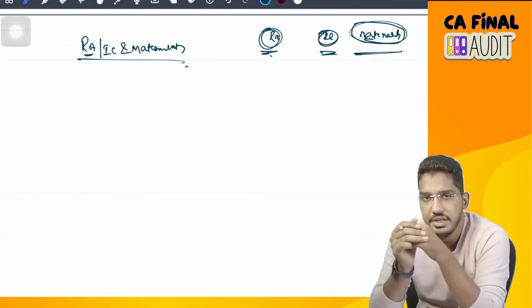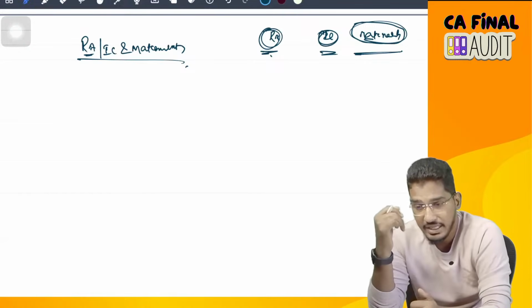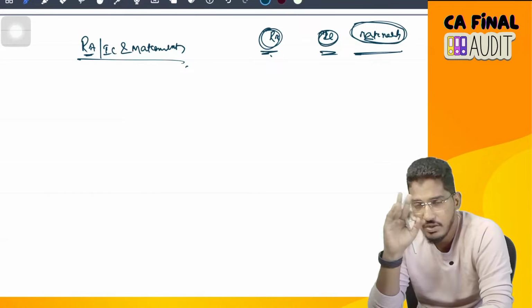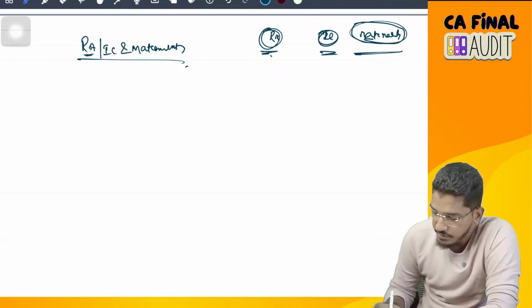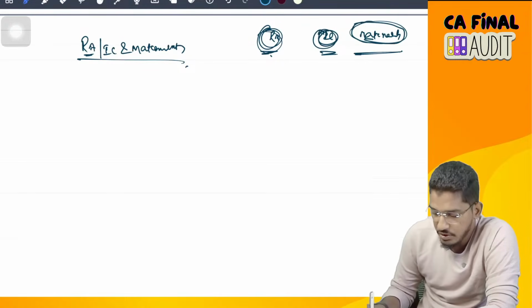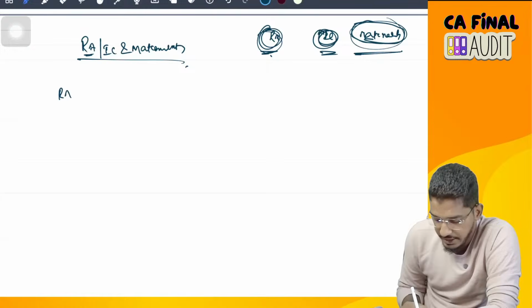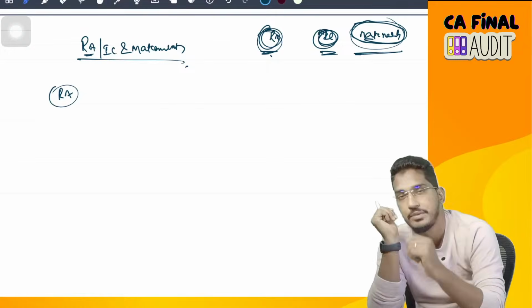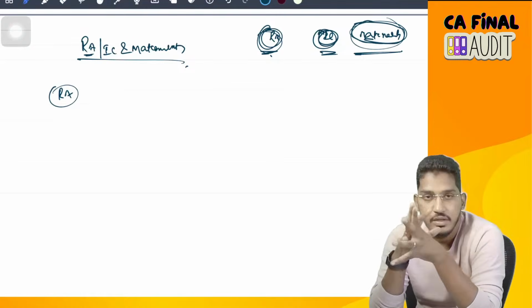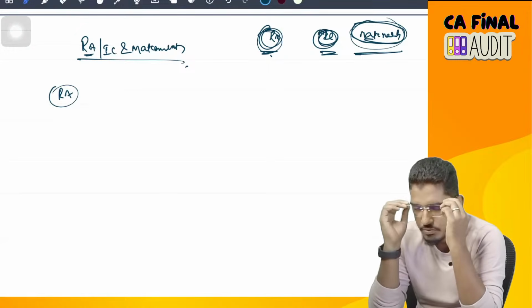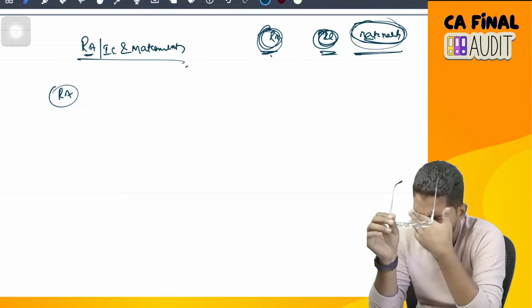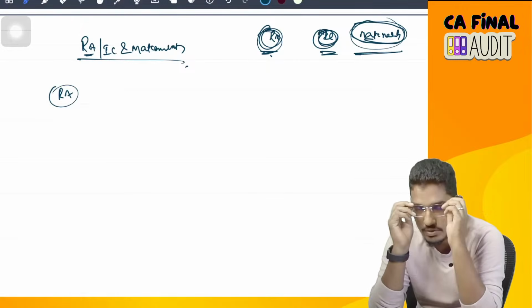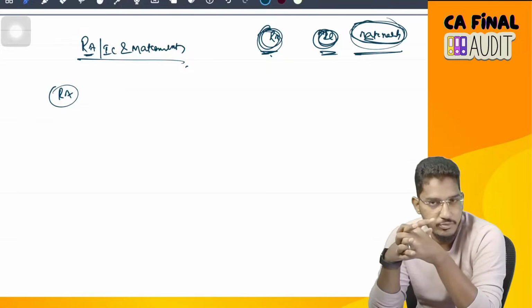Now we need to dig deeper and get an even better understanding of these three concepts in a detailed manner. First I will talk about risk assessment, then internal control, then materiality. So first let us talk about risk assessment. If you remember, the first and foremost procedure which I will do in the audit is the risk assessment procedure.